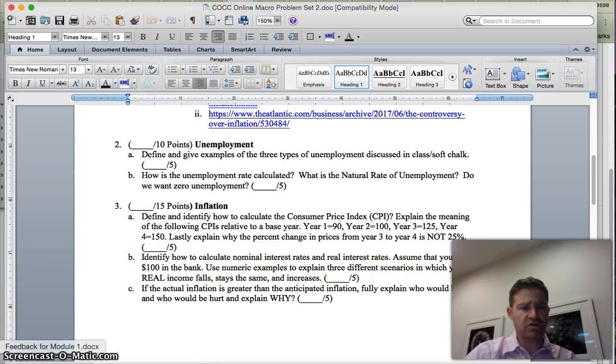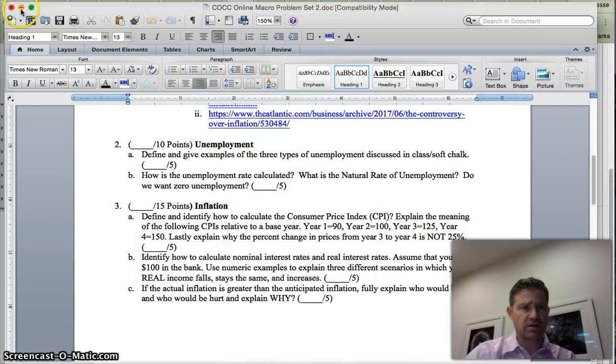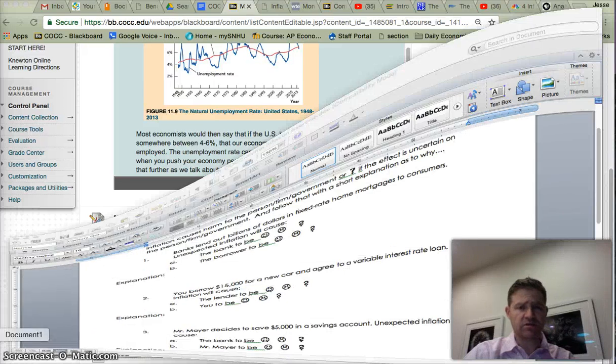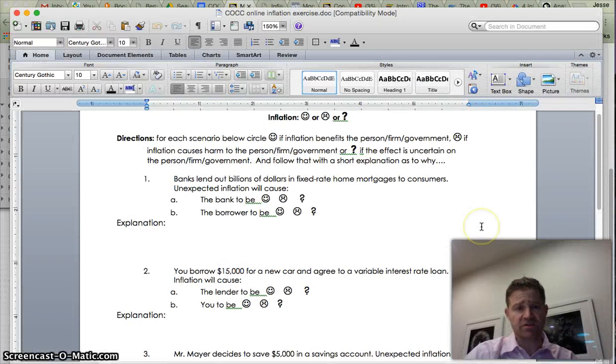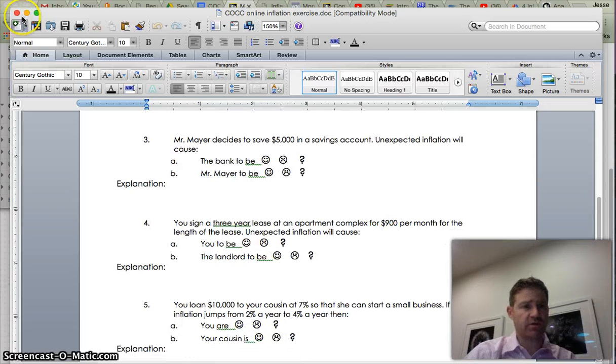And then if you go to, here is the second assignment. Here you go. This one's really simple. It basically just gives you a couple of scenarios and asks who is hurt or helped by inflation. So pretty straightforward there.